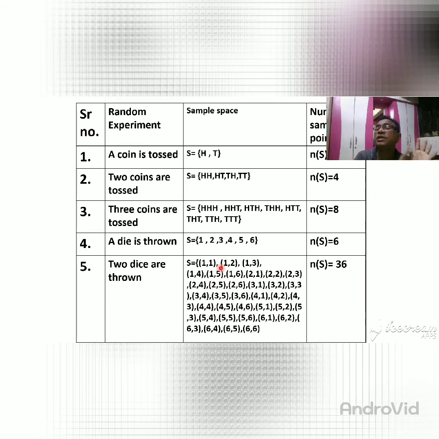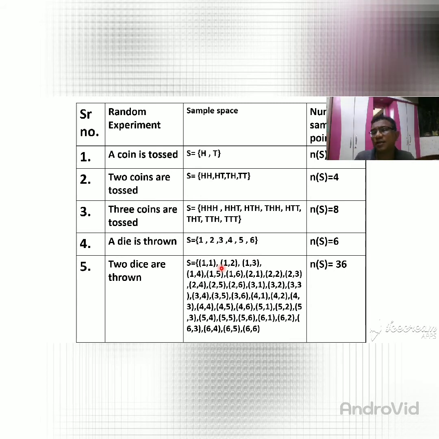How is it? 1 1. After that 1 2. After that 1 3. After that 1 4. After that 1 5. After that 1 6. In such a way, the number 1 can get paired with each number. So there are six possibilities. Once six is completed, after that you start 2 1, 2 2, 2 3, 2 4, 2 5, 2 6. Such a way it goes ahead. So you are getting 36.